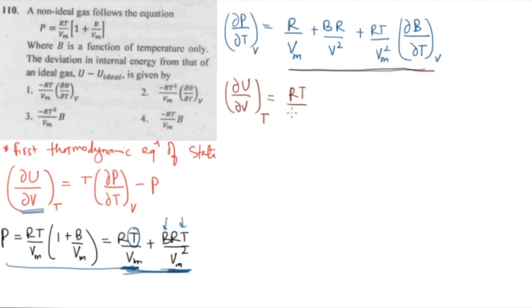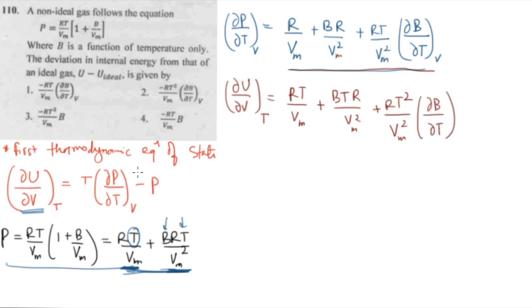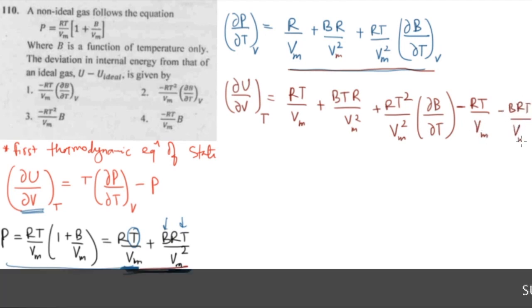So I'll get RT by Vm plus VtR by, this would be Vm, so Vm square plus RT square by Vm square and del B by del T. Okay, so this is what you will get, minus P, the value of P. The value of P, I'll take it from here. So it will be RT by Vm, okay, and minus BRT by Vm square.